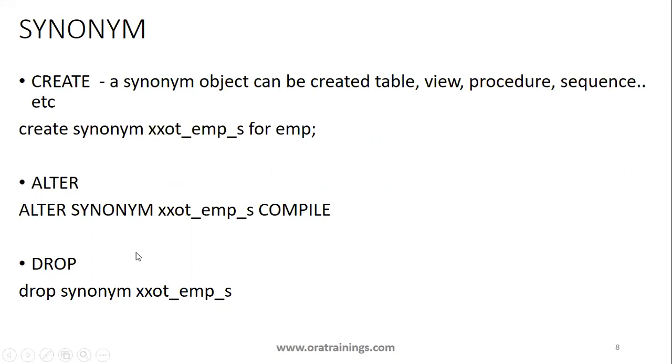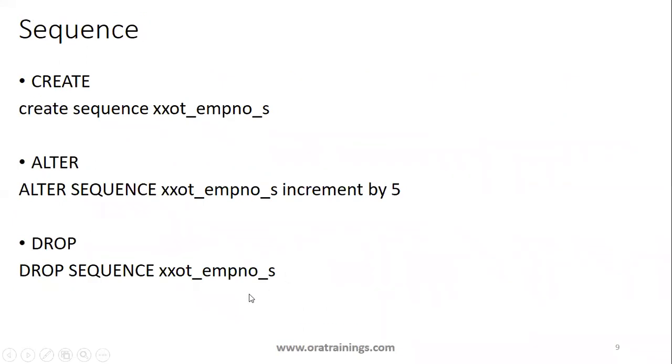The other one is alter synonym: alter synonym followed by the synonym name and compile. For drop synonym, just mention drop synonym and the synonym name. Coming to the other one, a sequence. So what is the purpose of a sequence?